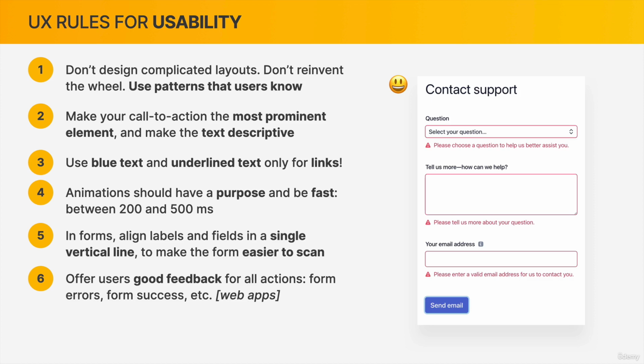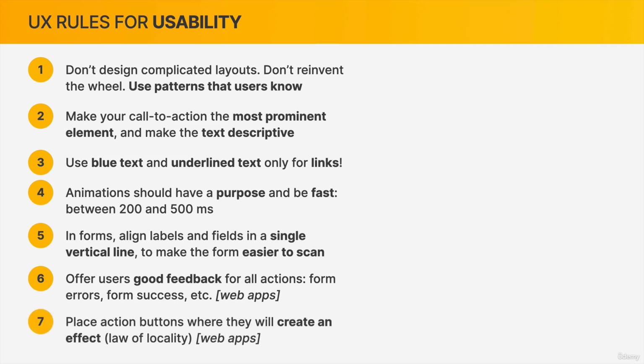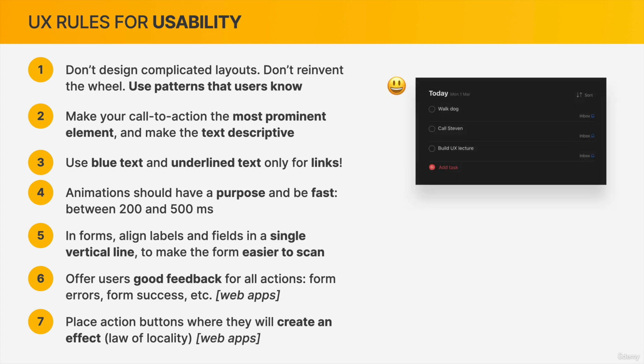And the final rule for usability of your interface is more about web applications, which is the law of locality. And what the law of locality says is that basically whenever you have a button for a certain action in your user interface, you should place that button wherever that will actually create an effect. So in this example here, which is a simple to-do list, a new task will be added to the end of this list. And so therefore, that is where the Add Task button is actually located.